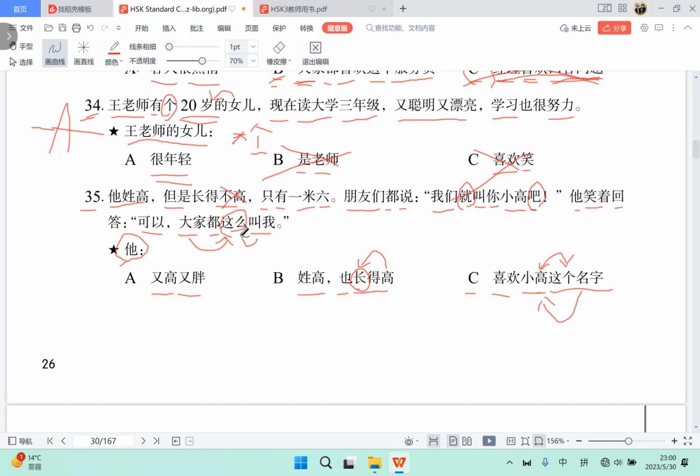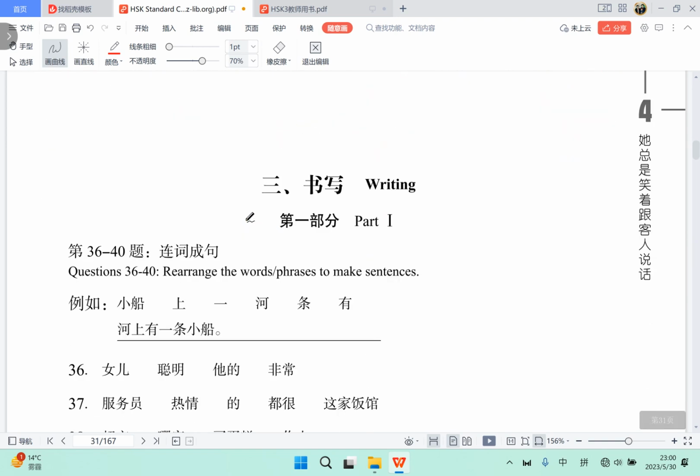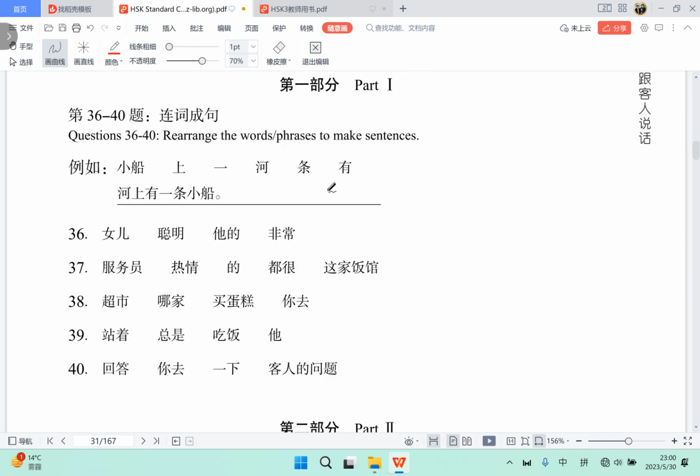Okay, so 又高又胖, he's not tall, right? 所以他不高, 姓高也长得高, 他长得不高, 喜欢小高这个名字, 可以, 大家都这么叫我, so we should see it here. Okay, the writing part: arrange the words into a sentence.